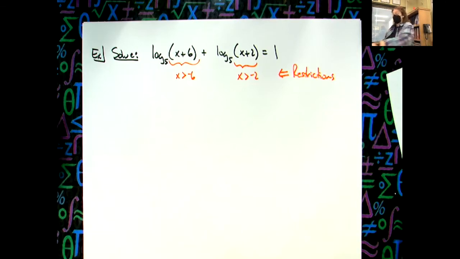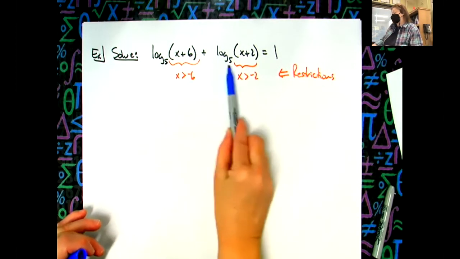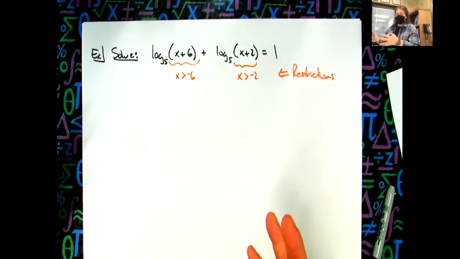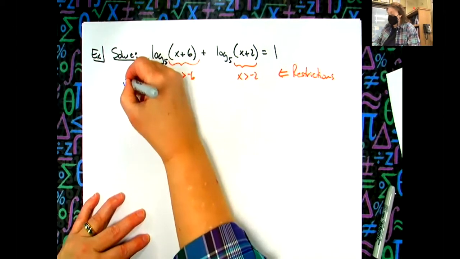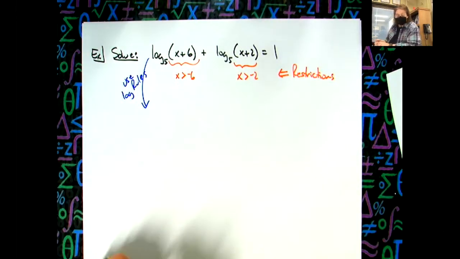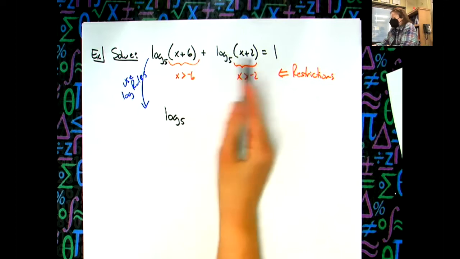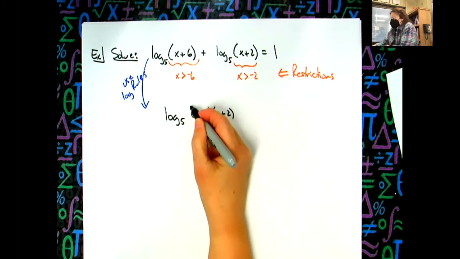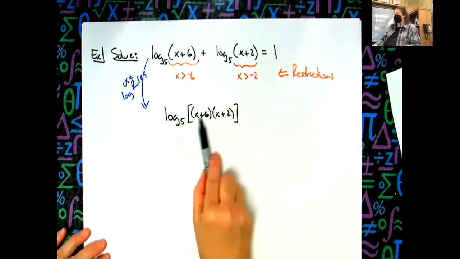Now, what I'm going to do here, we learned one of our log properties. When we see two logs, same base, and we're adding, we can compress that into a single log. So when we add, it means to multiply. Here, I'm going to use my log rules to compress that into a single log. So I'm going to have the log with a base 5 there, and I'm going to show those two things multiplied together: x plus 6, x plus 2. And if you want those square brackets around there, that's maybe a good idea. Say you're taking the log of this entire expression.